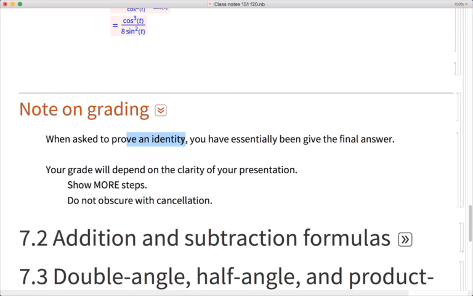So show a lot of steps. Don't cross things out and make them hard to read. Try to give reasons for each of your steps, and then you'll be sure to get full credit.